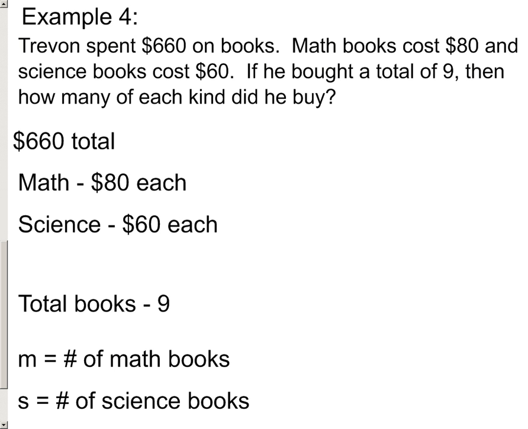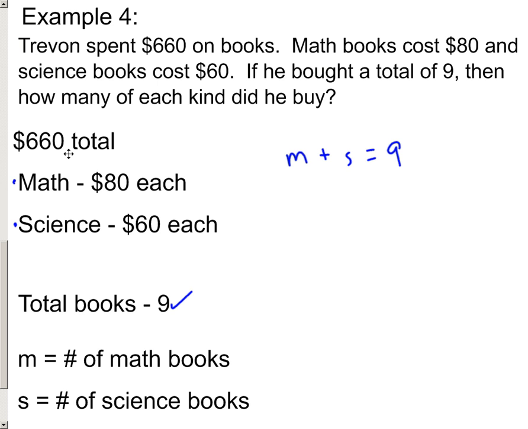The first thing that I see is that if I added up all the math books and science books together, I'd have 9 total books. So let's just do M plus S equals 9. And let's kind of mark this off here. I've got 9 different books, and we use the M and S there to create those 9 books.